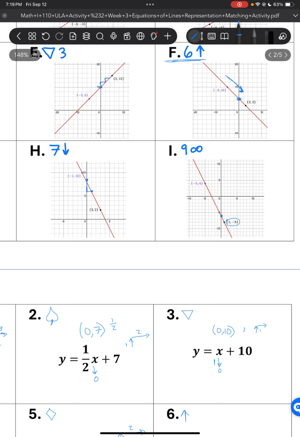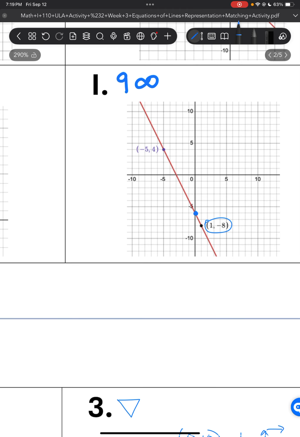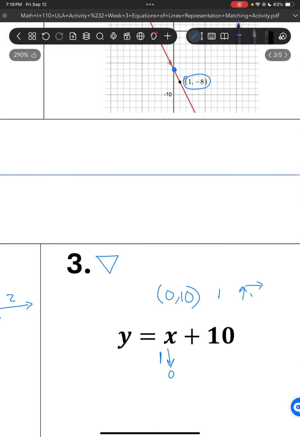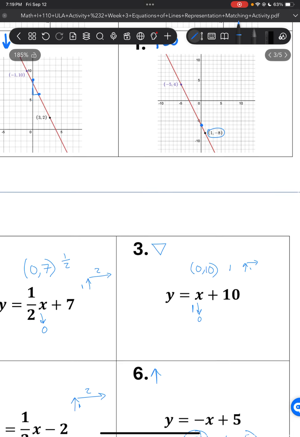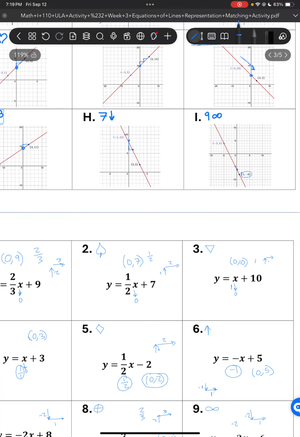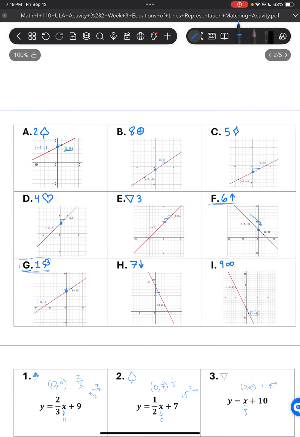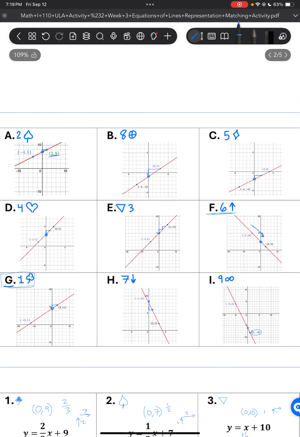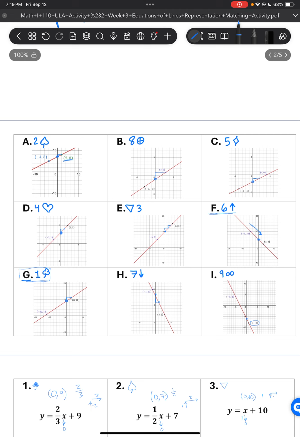That's also another way you could have done this activity. You could have plugged these points into your y-intercept form to see if you have a match. But yeah, I'm going to pause this right here so you can see the matching. But yeah, that is all I have for activity 2 of the Fall 2025 ULA activities.